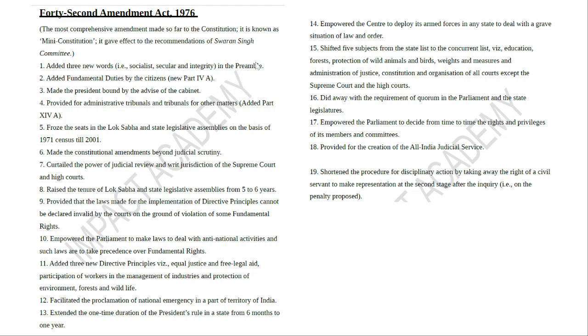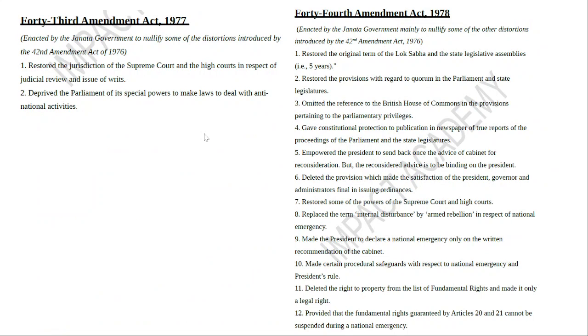Even the preamble was amended only once, in the 42nd Amendment Act. Only once, and the words socialist, secular and integrity were added. Fundamental duties were added because of the Swaran Singh committee, we've seen all this, right? Fundamental duty K has been added, all these things we've seen, very important.